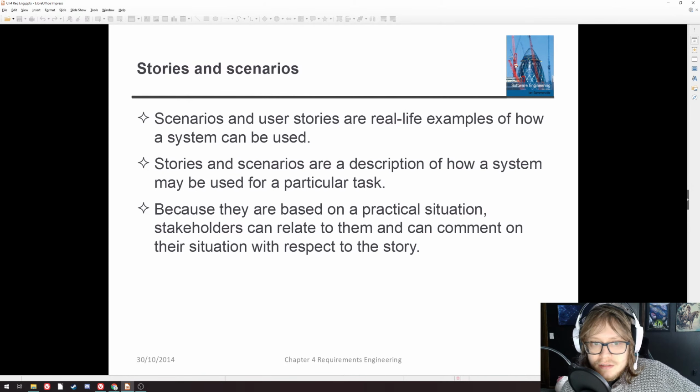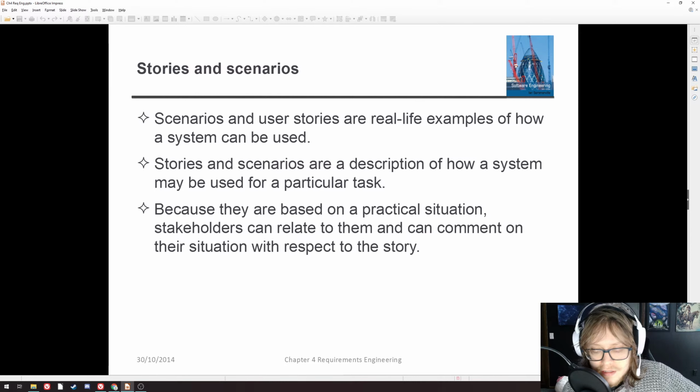Scenarios and user stories are very popular in agile requirements engineering. A user story is basically just a little tale, maybe fictional, maybe non-fictional, depending on whether you found somebody. But you're trying to paint a picture of what the life of a user working on the system that you're building would be like. And you basically just write a story about a person or a stakeholder using your system for some particular task.